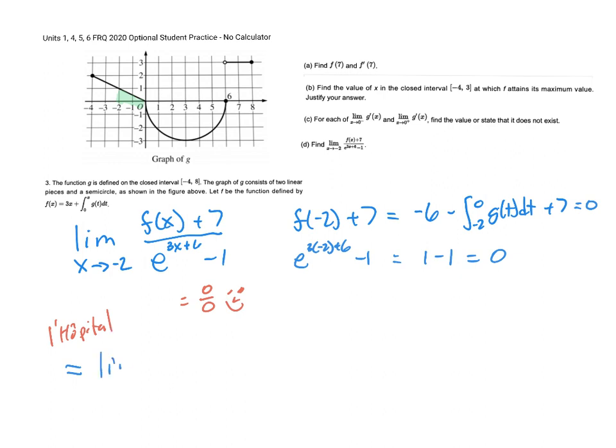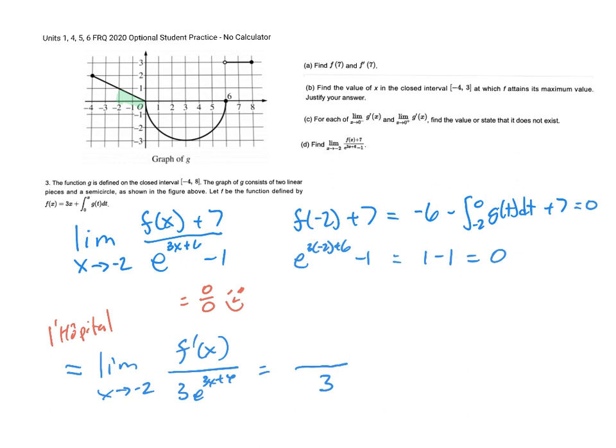The limit is going to equal the limit of the ratio of the derivatives. So the derivative on top is just f prime of x plus 0, so that's f prime of x. And on the bottom, we're going to have to do this derivative. This is 3e to the 3x plus 6. Okay, now we can do substitution here. The denominator is going to be 3.